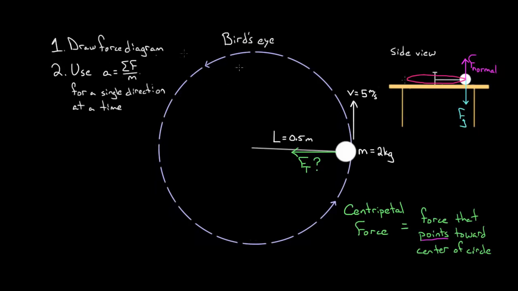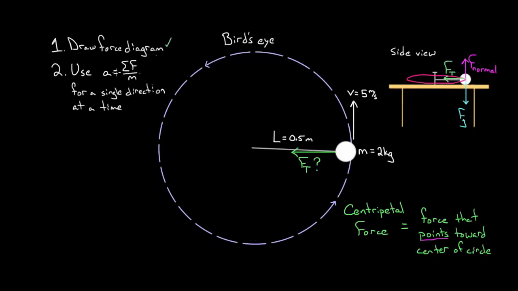So in other words, let's draw a quality force diagram. We've got forces, but they're kind of all over here. This side view is going to better illustrate all the forces involved. So we've already got the normal force upward and the force of gravity downward. Now I'm going to draw this tension pointing inward. That's the force that's acting as the centripetal force.